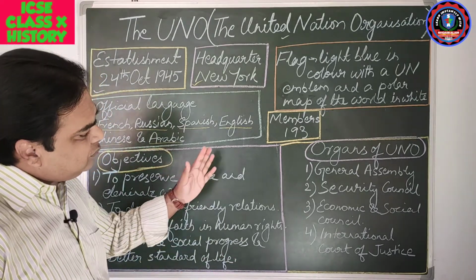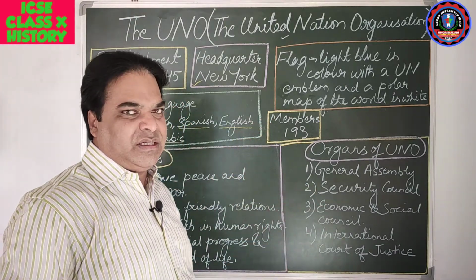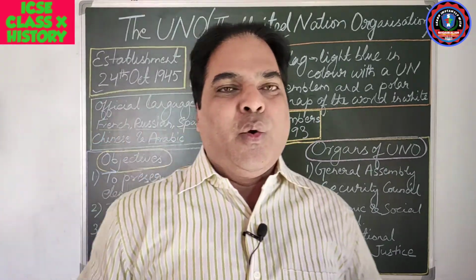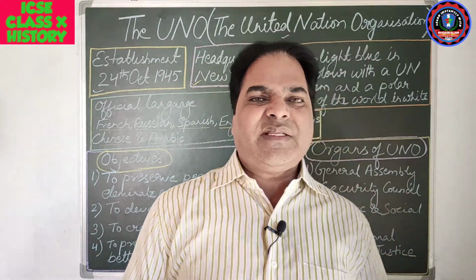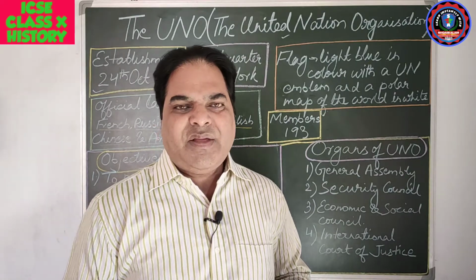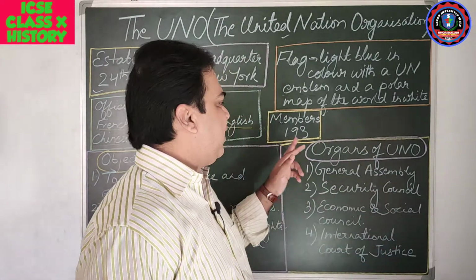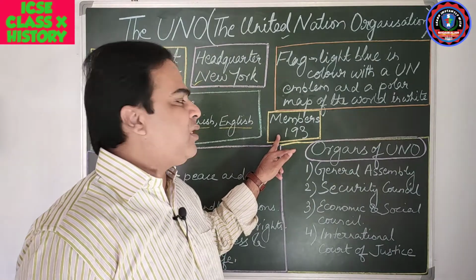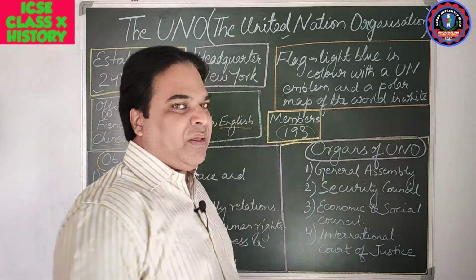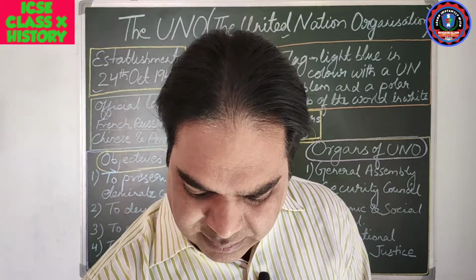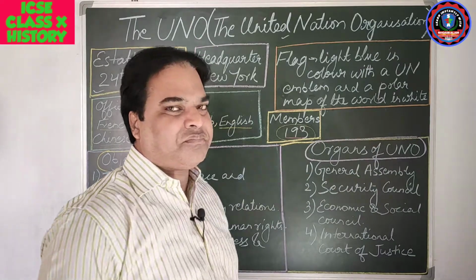Now you can see here how many members are there at present. That means a membership. Who can be the member of the United Nations? It's very, very simple, my dear. All the peace loving nations can become the member of the United Nations. So at present, how many countries are the members of the United Nations? 193. Okay, 193 members are there in the United Nations Organization.